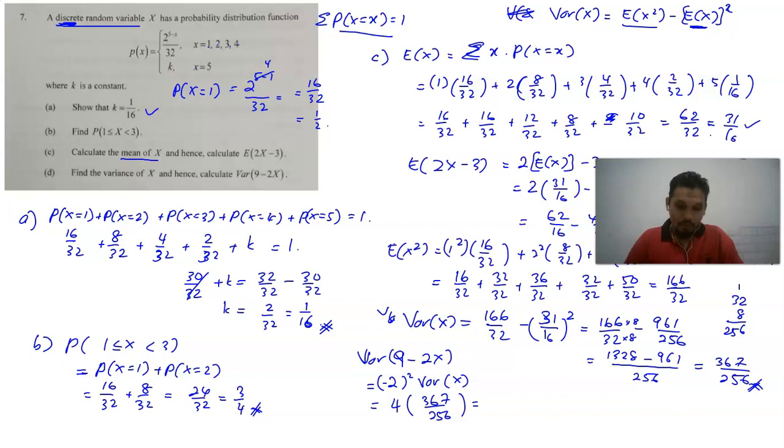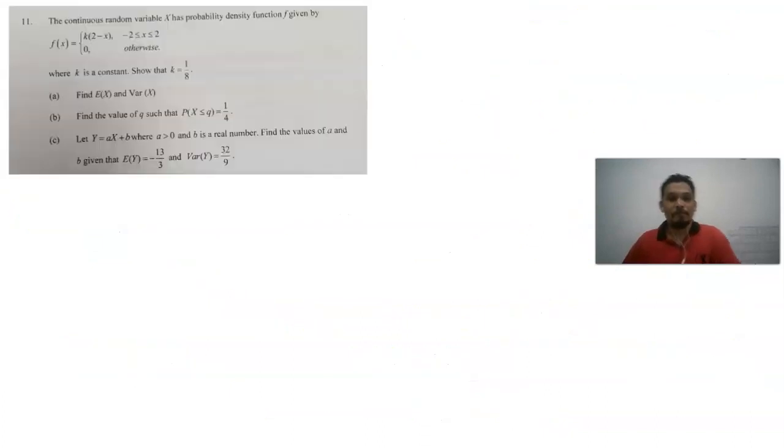Multiplied with 4 equal to 367 divided by 64. So let's move to the next question then.